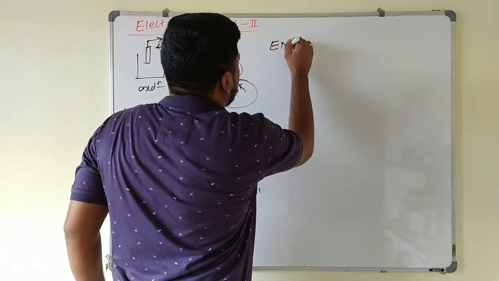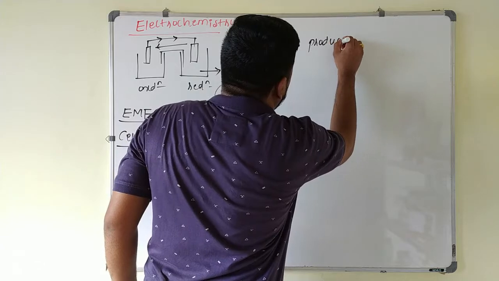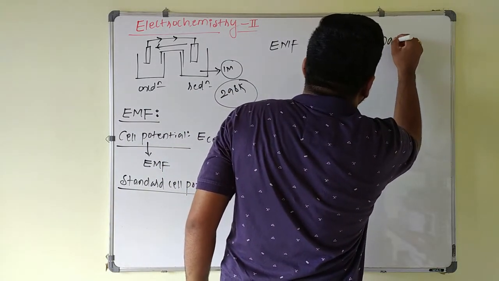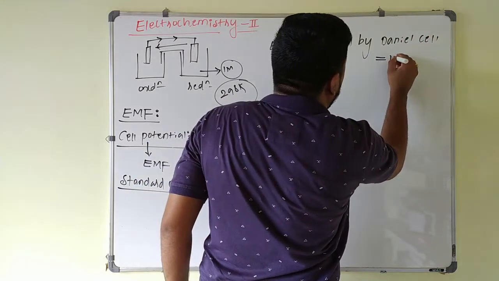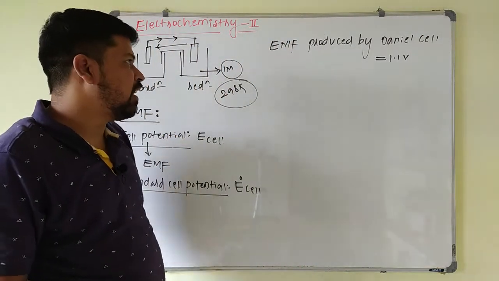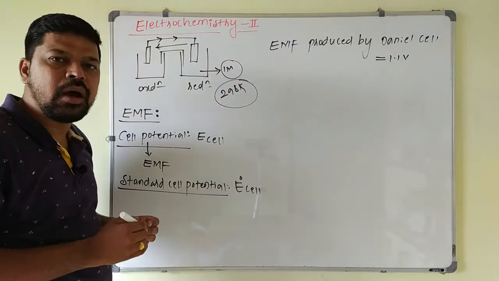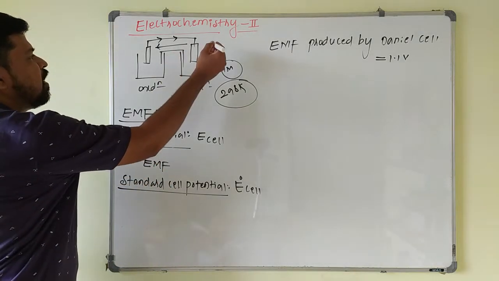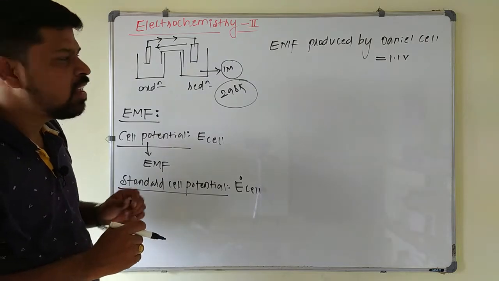Now the EMF produced by the Daniell cell will be equal to 1.1 volt. 1.1 volt of electricity is generated in the Daniell cell here. So in this one, if an external opposing potential is applied across the electrodes, for example, here current is moving in this direction, and in the opposite direction you apply an external potential, then what happens?